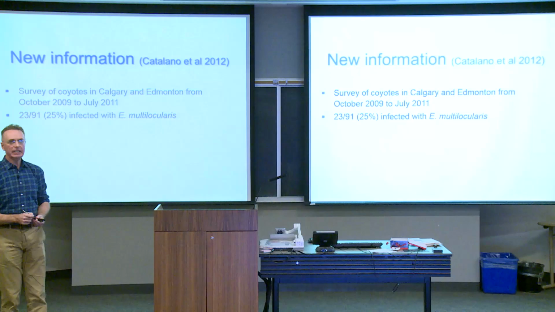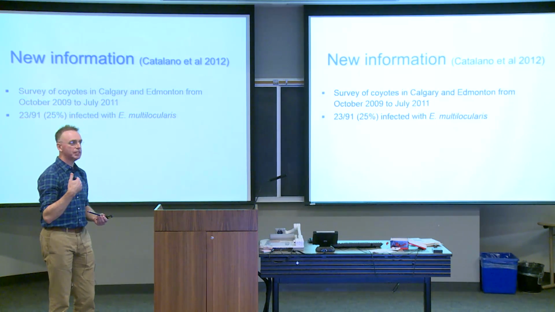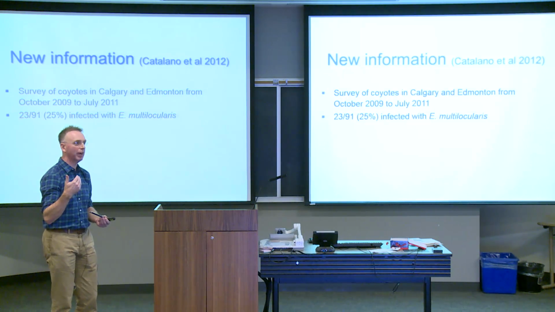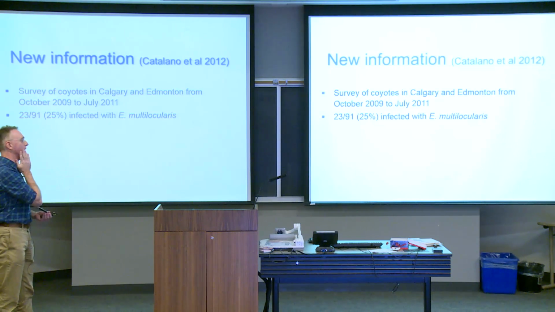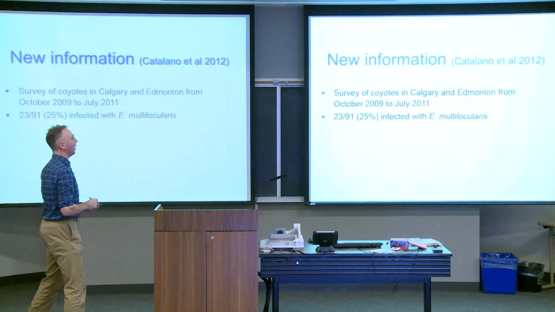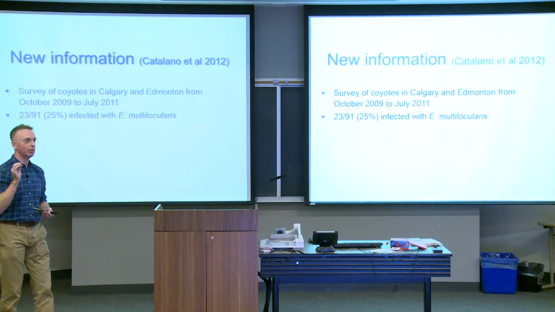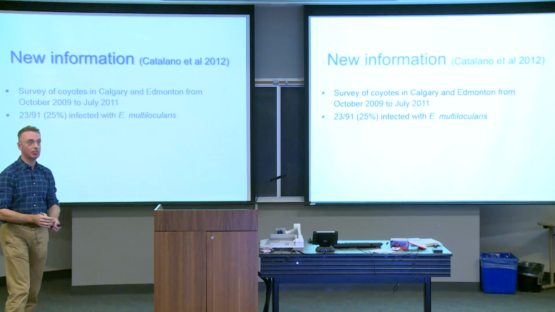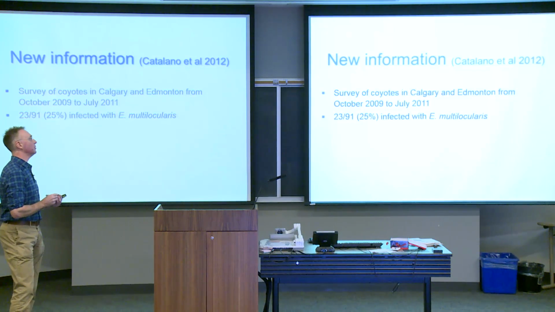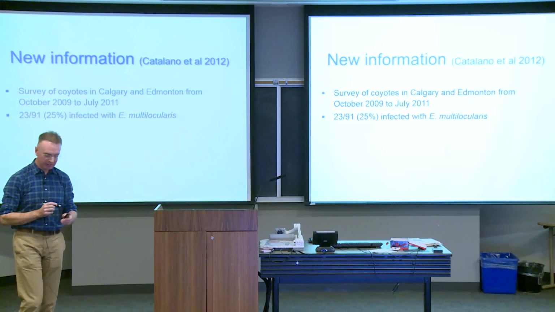What about Canada? There's not a lot been done. There was a study done a few years ago that, for those of you that are on the CVMA mailing list, got a panicky email about a year and a half ago because of this study, which is about the only one that's been carried out and published, in which people in Western Canada did a survey of 91 coyotes that they found, I think largely found dead on the side of roads, downtown Calgary and downtown Edmonton, inner urban areas, in Alberta. They did the study between 2009 and 2011. 25% of them were found infected with multilocularis.